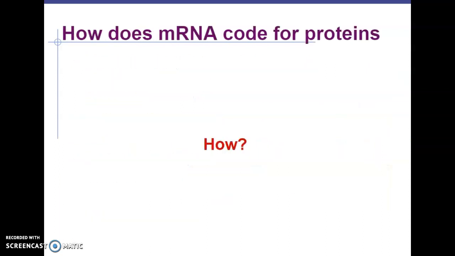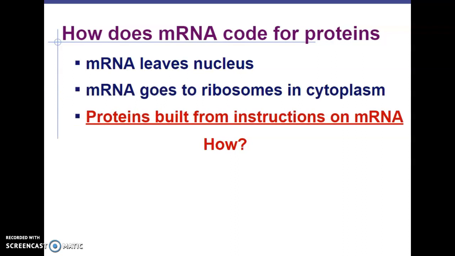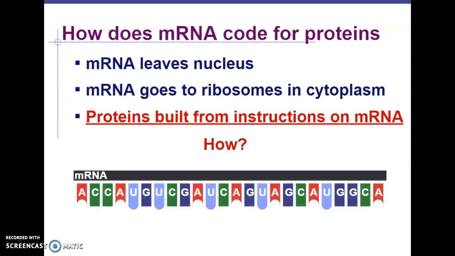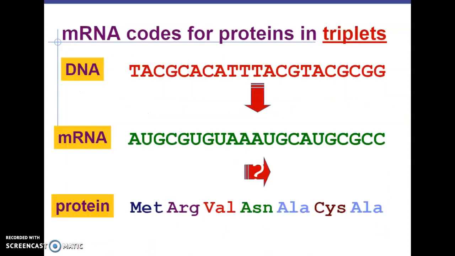And we remove the introns. And now we're looking at messenger RNA and how it codes for proteins. So messenger RNA has to leave the nucleus. It goes to the ribosome, and then proteins are built from it. So how does this happen? How do we make messenger RNA turn into amino acids? Well, it's basically read as what's called a triplet code.